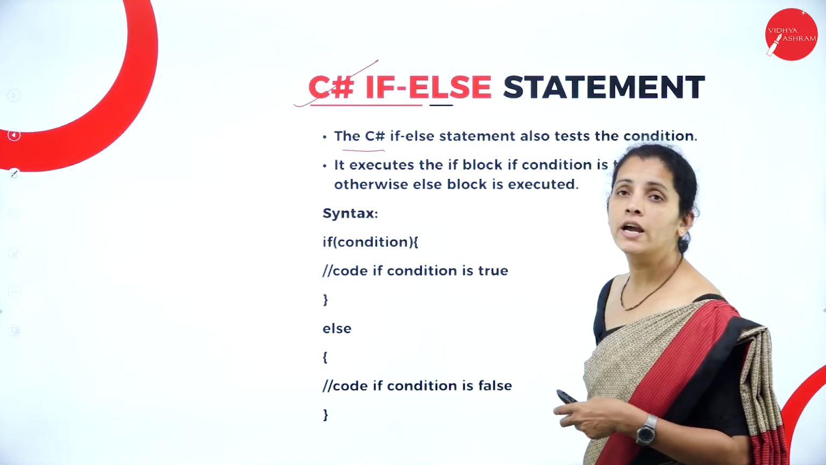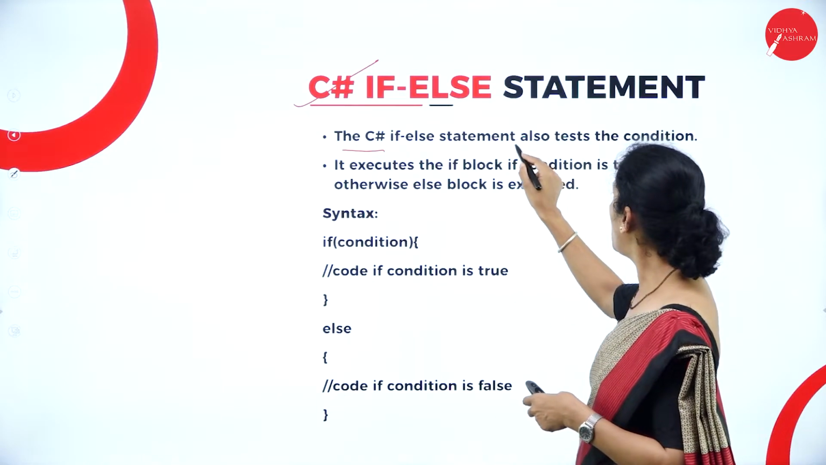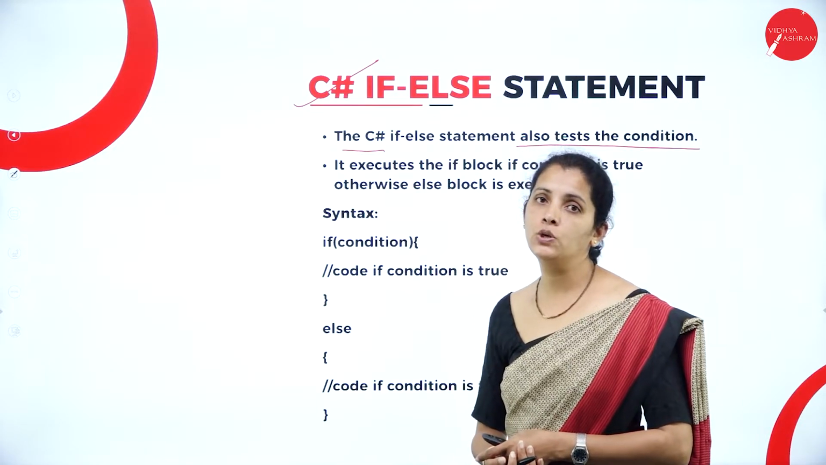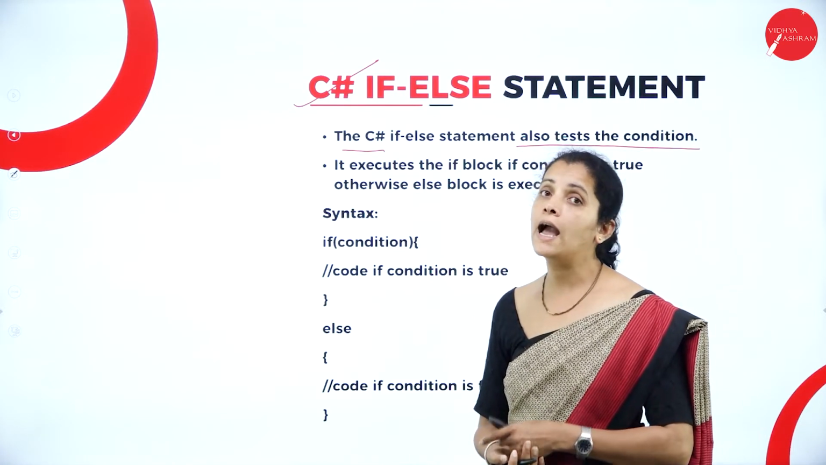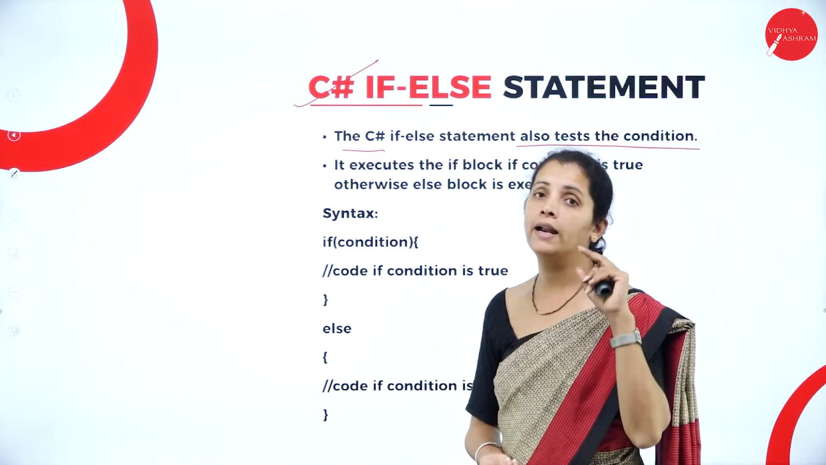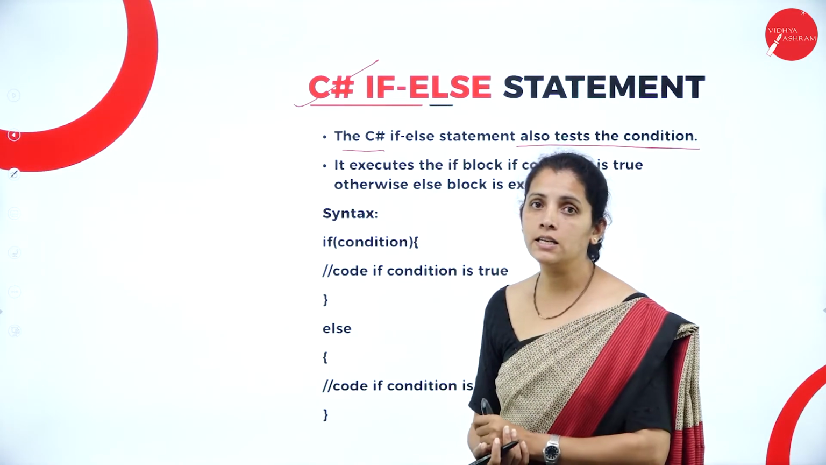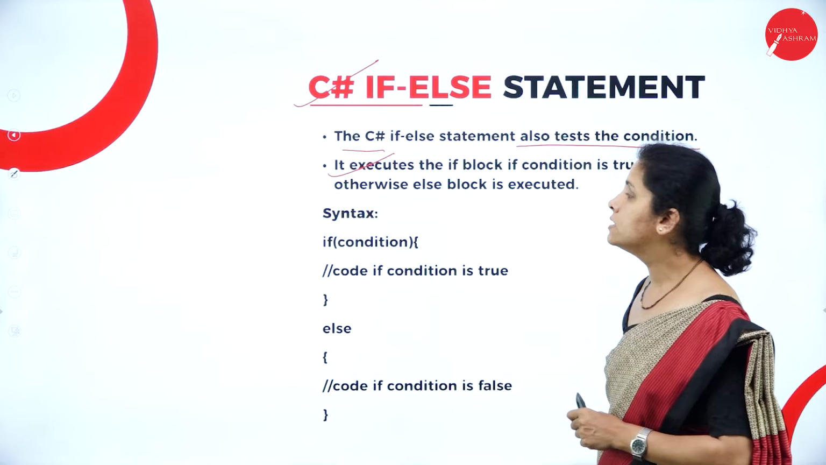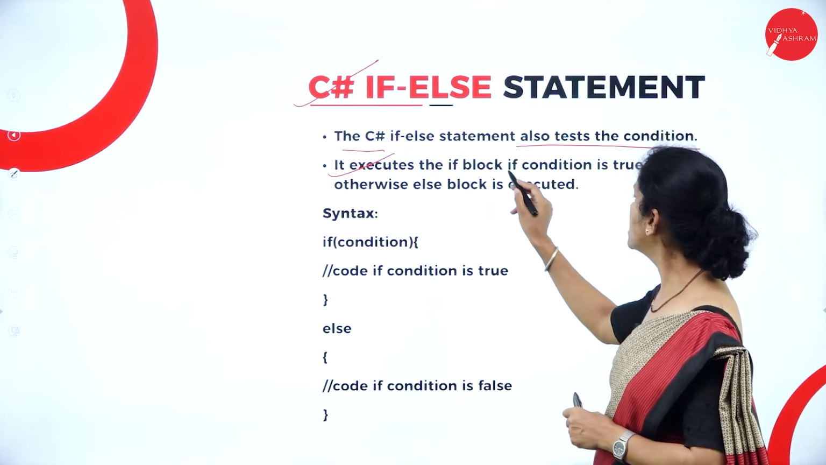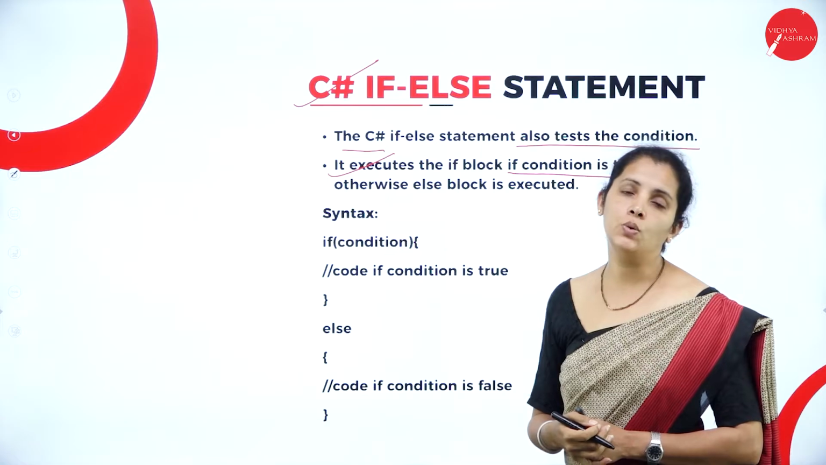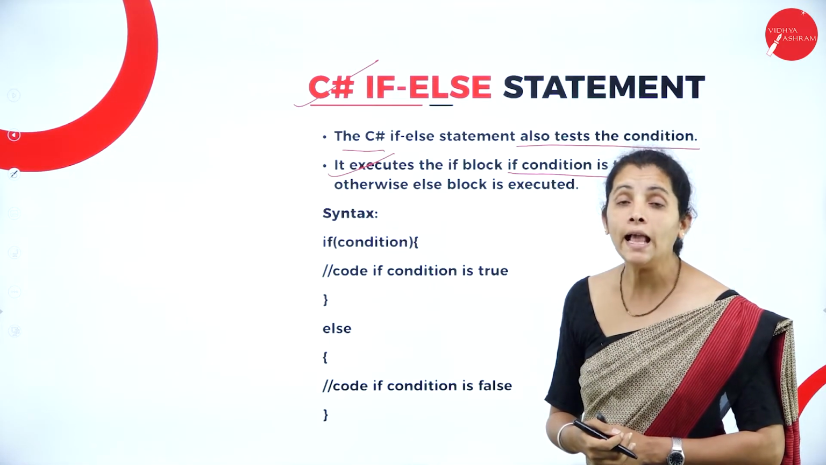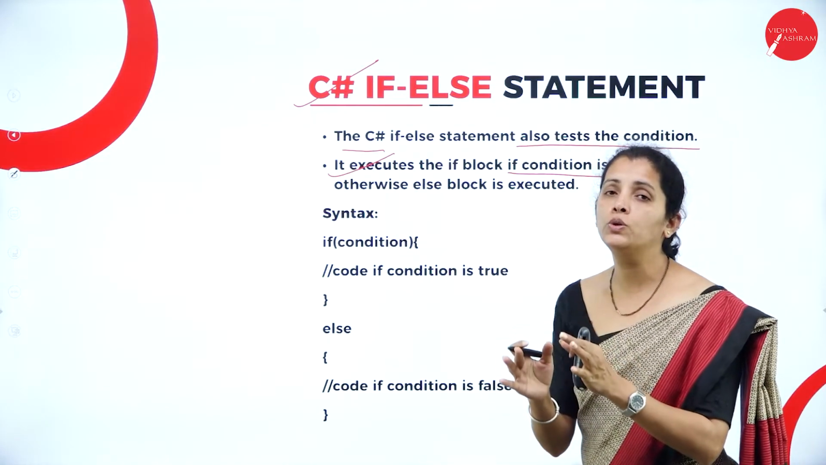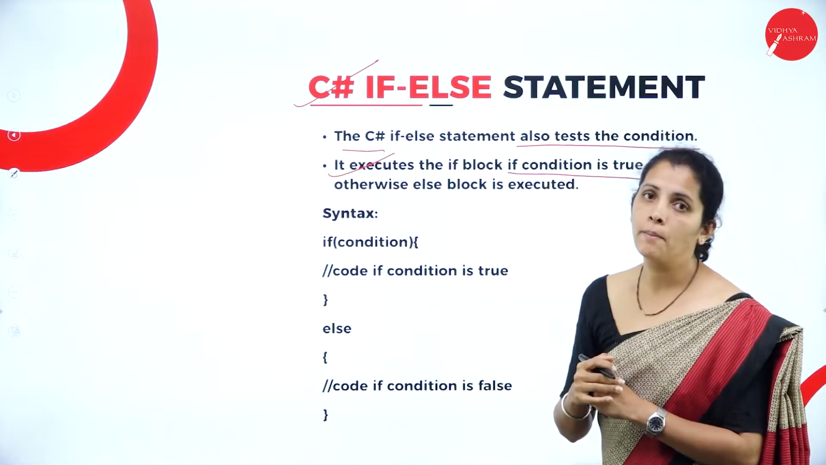The C# if-else statement also tests the condition. Here, the if-else statement is mainly used to test the condition, and I have two possibilities: one is true and another one is false. For that reason it is called two-way branching. It executes the if block if the condition is true. Otherwise, it's going to enter into the else block. That means if the given condition is false, then it's going to enter into the else part.